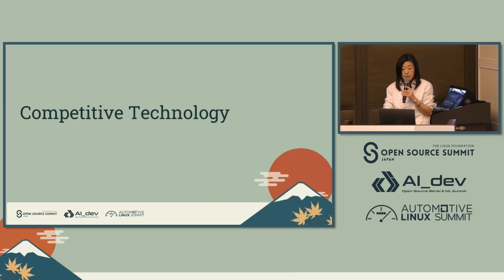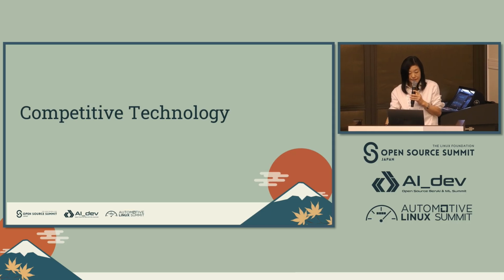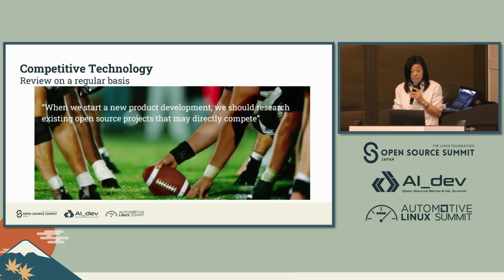The final section is about competitive technology. Being aware of potentially competitive projects is critical at both the start and during the lifetime of the products. When we start a new product development, we should research existing open source projects that may directly compete. If any are found, both the technical quality and community's potential should be reviewed. So we need to review competitive open source projects on a regular basis.